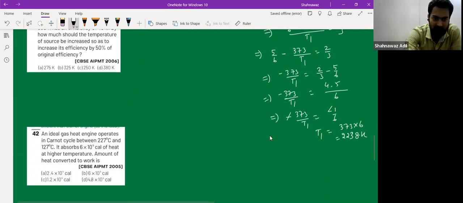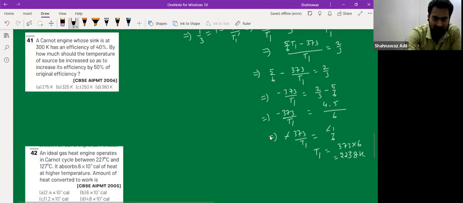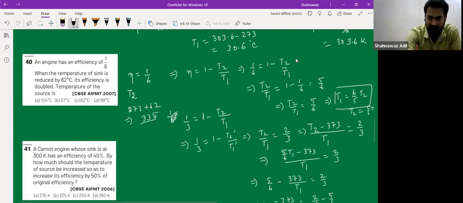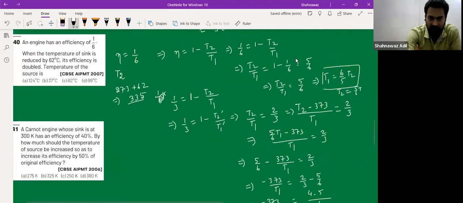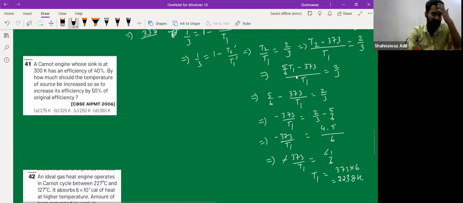Now let us come to, okay, so we have 3 questions and 15 minutes. Okay, so let us do this question. You guys please check where did I make a mistake. Okay, so please check. So this next question is a Carnot engine whose sink is at 300 Kelvin has an efficiency of 40%. So eta is how much?